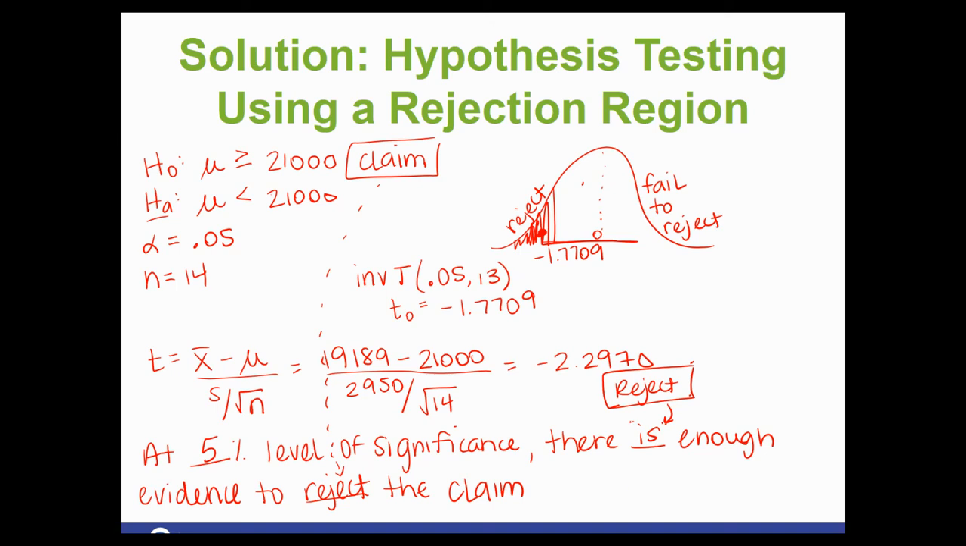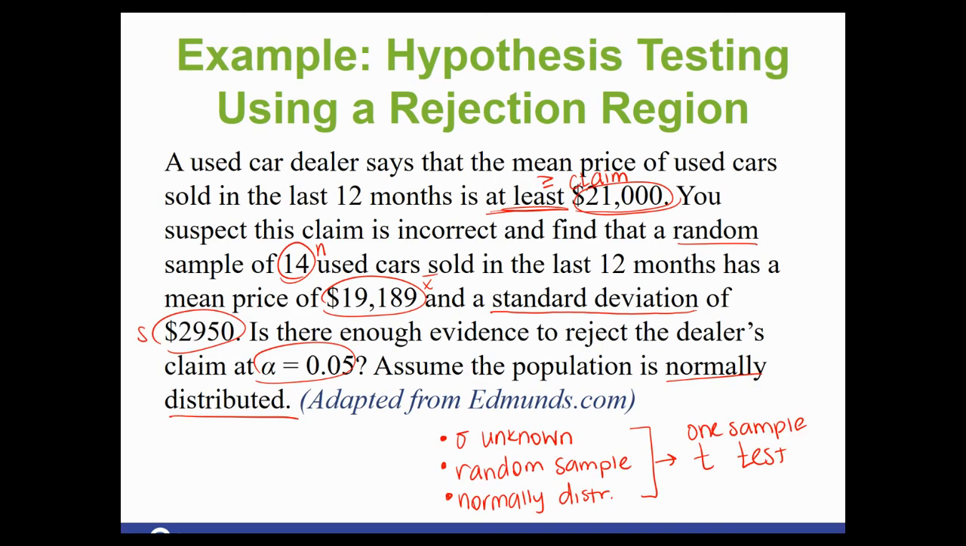So at 5% level of significance, there is enough evidence to reject the claim that... and I'm going to hop back to our original problem. You're going to use that first sentence from everything after the car dealership says that, from here to the period, so that the mean price of used cars sold in the last 12 months is at least $21,000. That tells you mean, that tells you your inequality symbol, and the value that we are discussing.